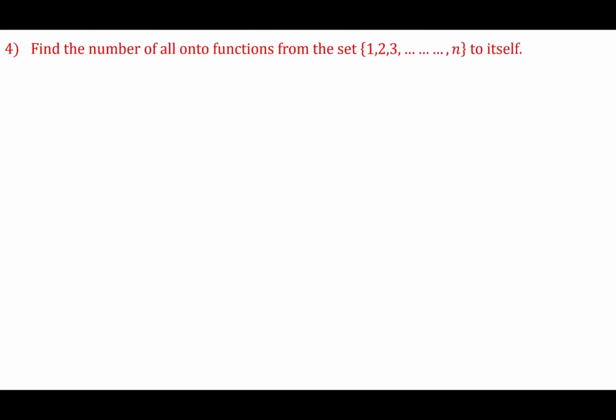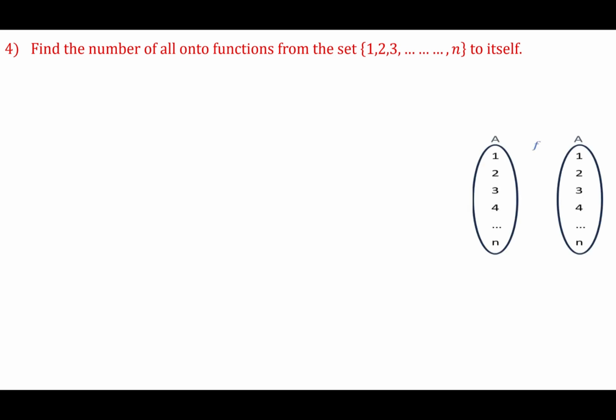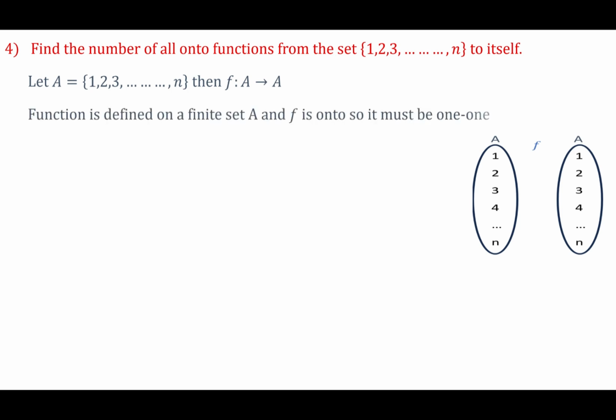Question 4. Find the number of all onto functions from the set {1, 2, 3, and so on till n} to itself. At first, these are the sets. To itself means set A and set B are the same. What is given? Set A and a function f from A to A. Now, we should know that every element of the codomain, or set B, must have a pre-image.